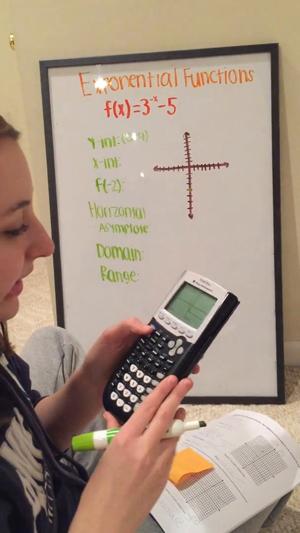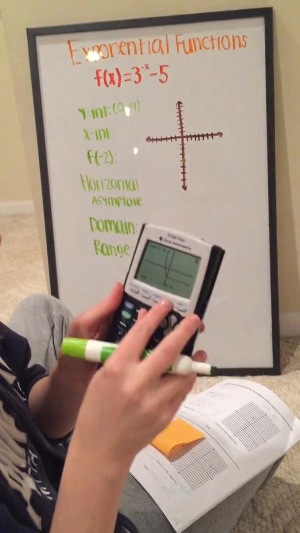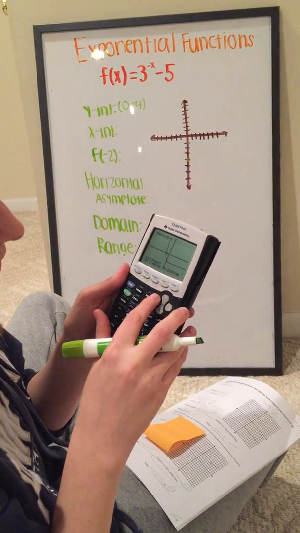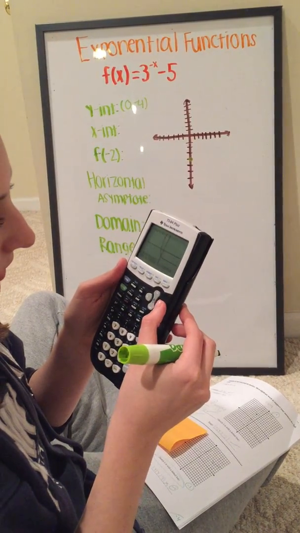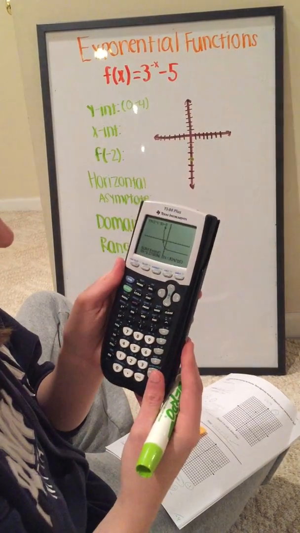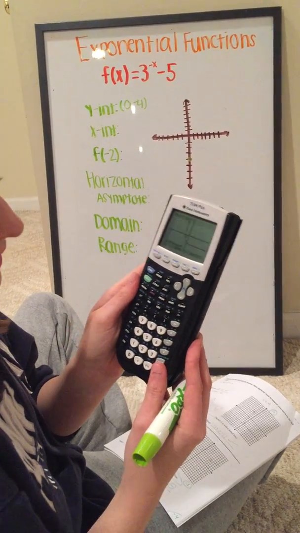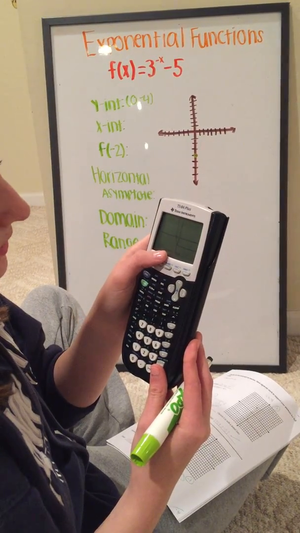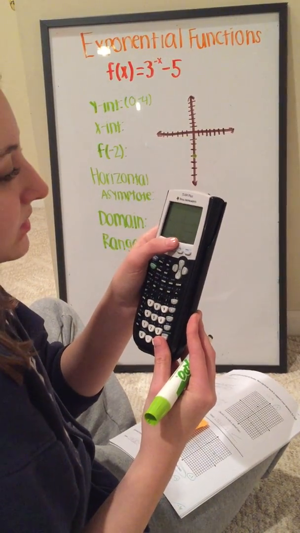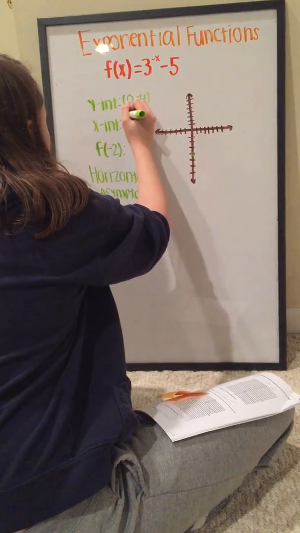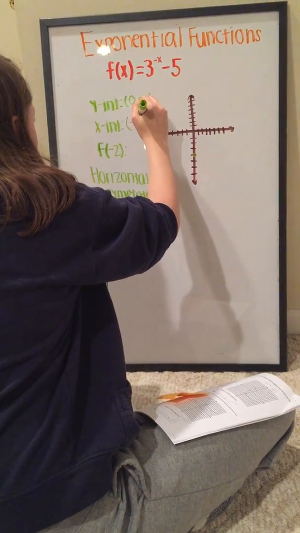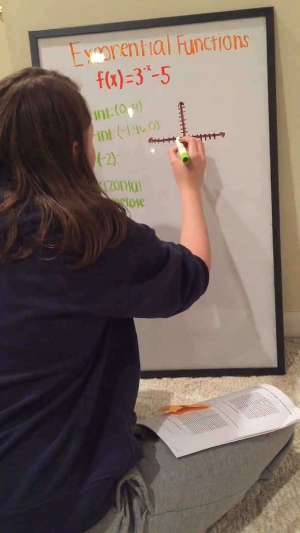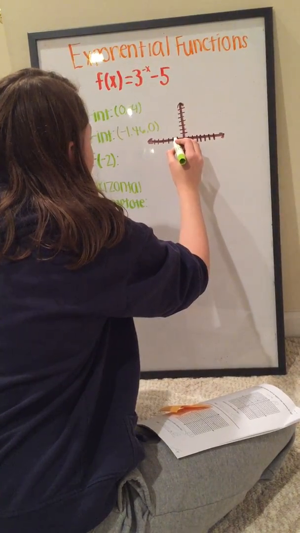And then to find the x-intercept, you want to press second calc 0. Then you want to move the cursor upwards, left, and down for right where the x-intercept is. You press enter, and then you get negative 1.464 as your x-intercept. So it's negative 1.46, comma 0. So that would be right here.